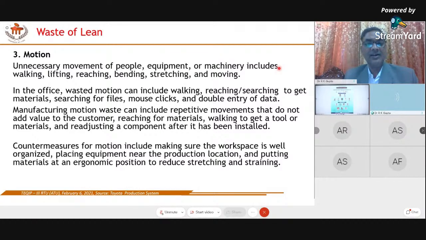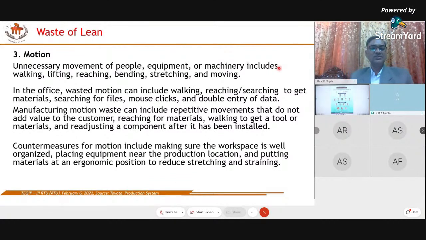Then having unnecessary steps in the purchasing process, requiring unnecessary signatures on documents, double entry of data, requiring more forms than needed, and having an extra step in the work. So what is the countermeasure for over processing? Understand the work requirement, and then do it on the basis of that. That is the countermeasure for over processing.